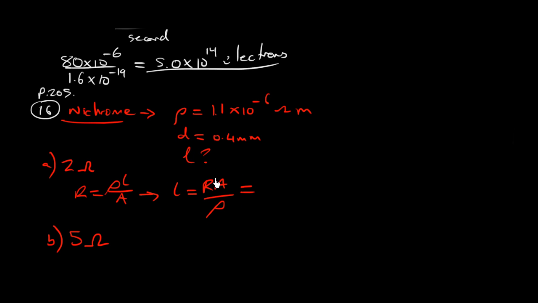In part A, it's going to look like 2 ohms times the cross-sectional area of the wire. We have the diameter, so what's the cross-sectional area of the wire? It's pi r squared, and r is half of the diameter, so that's 0.2. Be careful because this is millimeters, so you want it in meters, so that's times 10 to the minus 3, squared. So that's pi r squared. This is the cross-sectional area, and this is the resistance R, right? So those two multiply together, divided by the resistivity, which they give us there, 1.1 times 10 to the minus 6.